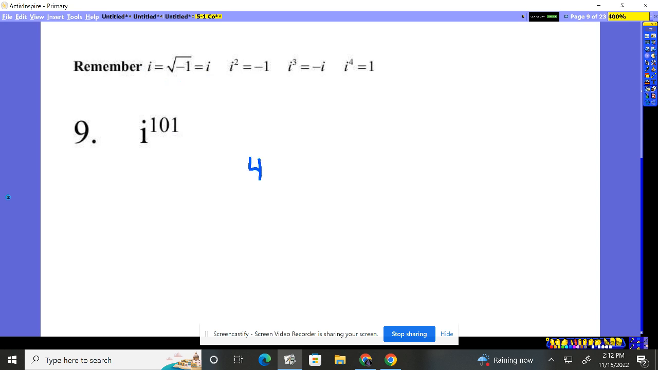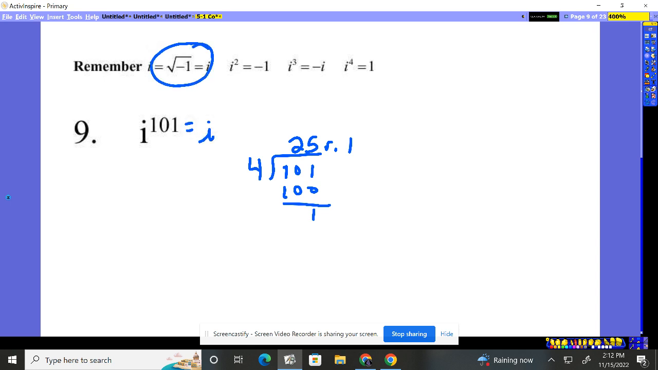Number 9, i to the 101. Well, it's going to be a lot of them. But how many times does 4 go in there? Well, we should see 25 with a remainder of 1, which means it's just an i. So all that ends up simplifying, because you have 25 sets here, each set of 4 is worth 1, 1, 1 times itself. It's just 1 times an i at the end, 1 little i at the end, and that's what you'll have. So the answer here is i.